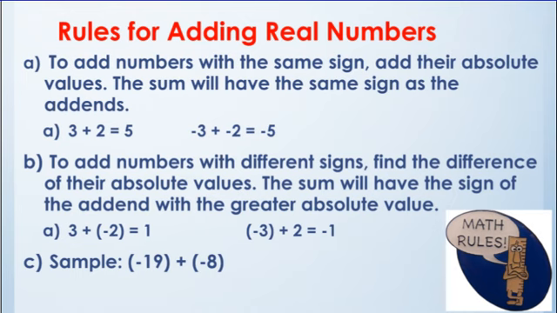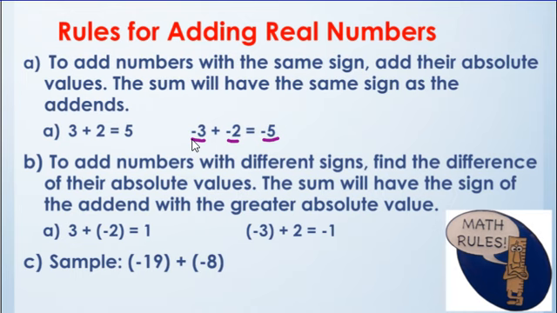Next one, rules for adding real numbers. When you add numbers with the same signs, you just add the two numbers and keep the sign the same. So if both numbers are positive, you have an answer that's positive. If the two numbers you're adding are negative, you add them together and keep the negative sign. So you add them, keep the signs the same.